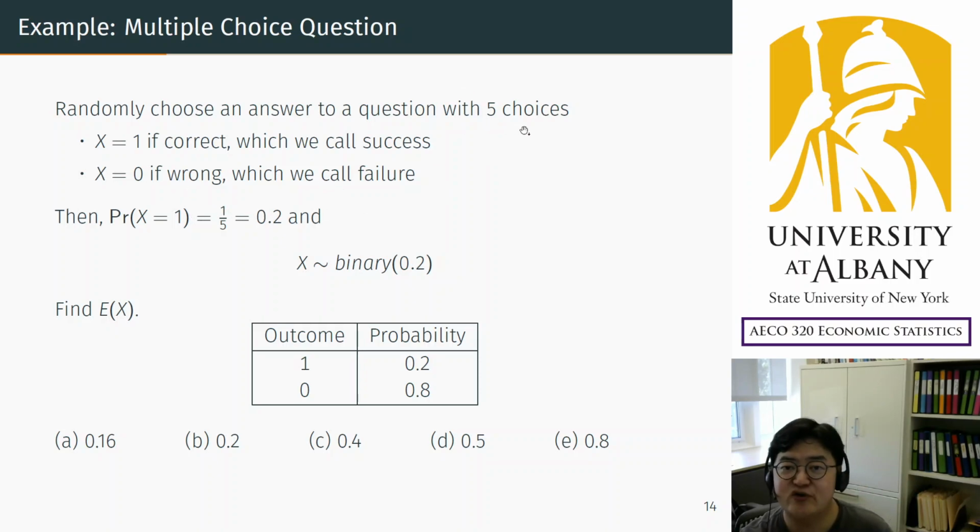if it's correct and failure if it's wrong. And because there are 5 choices and you are randomly choosing one of them, the probability of a correct answer is 20%, 1/5. Okay, so you may write this as: binary random variable x follows the binary distribution with the parameter 20%. Because the parameter is the probability of success, you put that number in here. Then you know everything about this binary distribution.